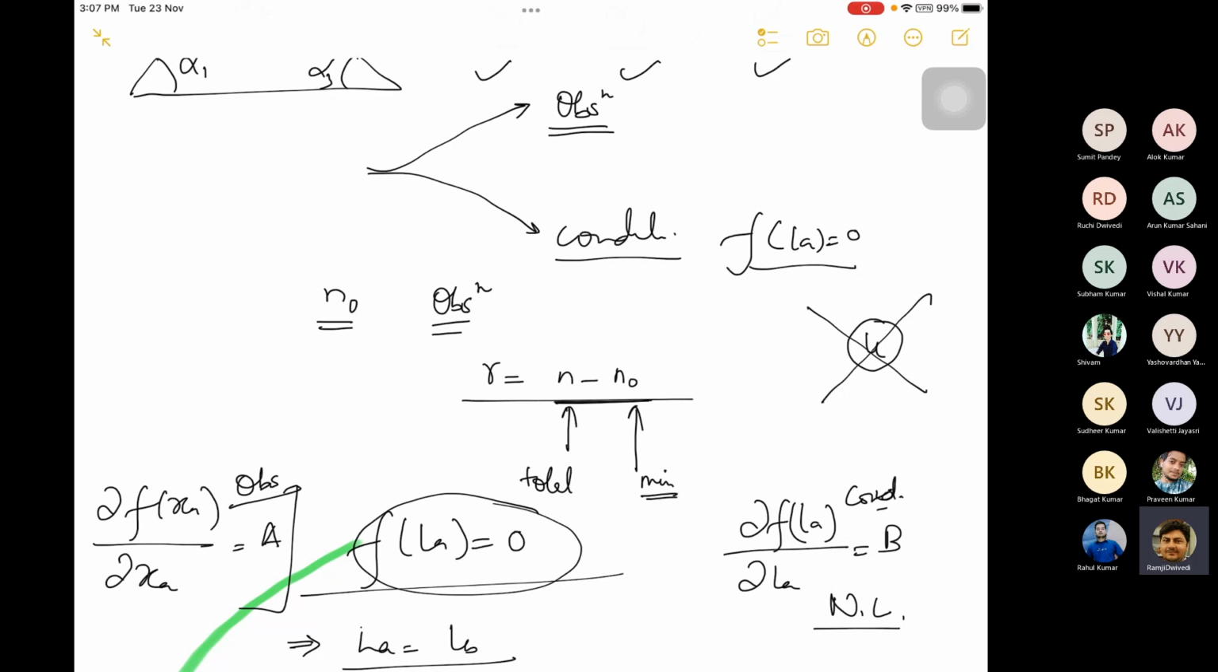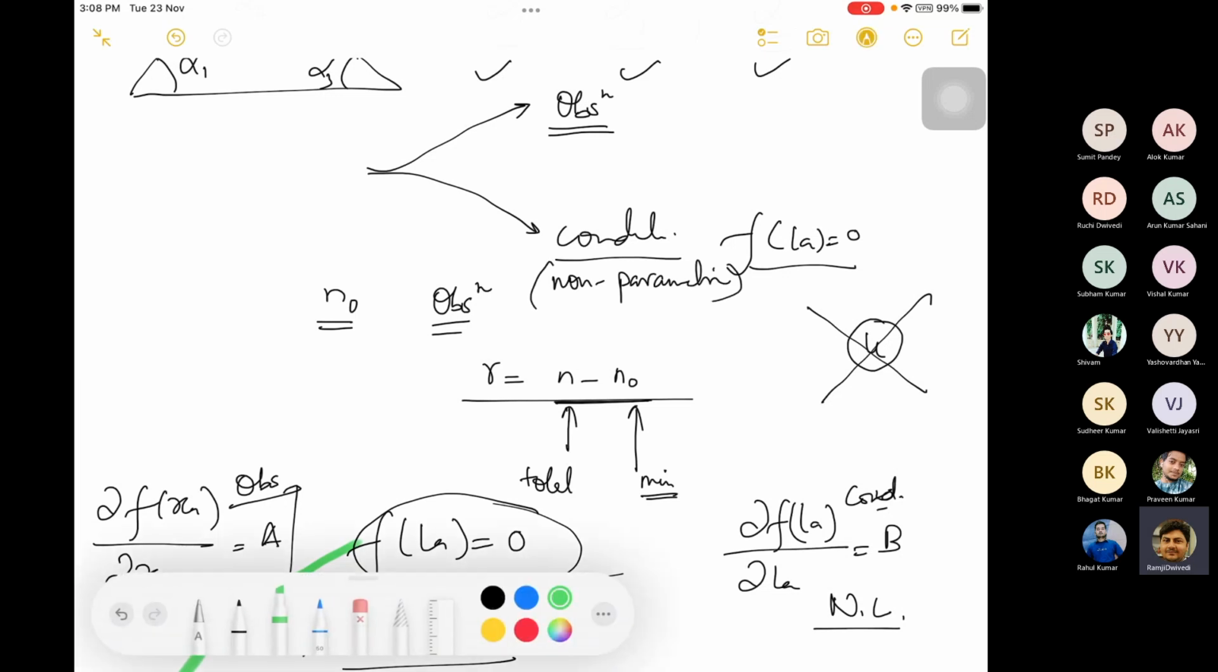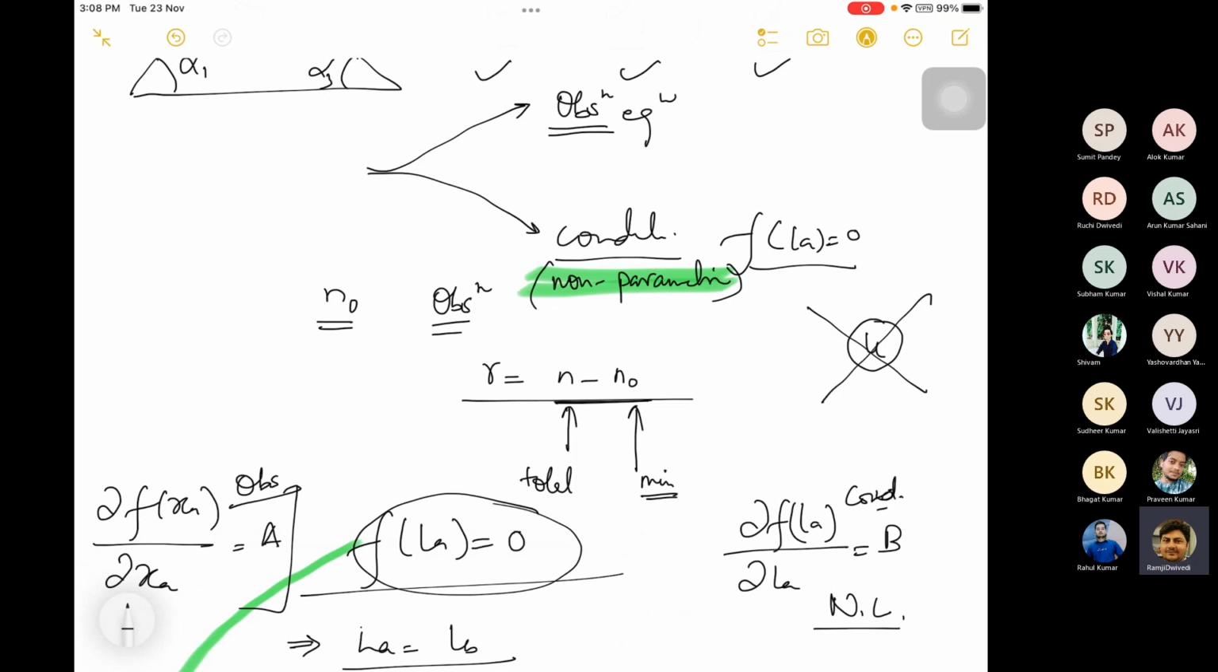So in the condition equation method, primarily we were interested in looking at the problem from a different perspective, isn't it? And we also discussed what is necessary for a particular model to get solved. The condition equation method is also known as non-parametric. Why is it non-parametric? Because there are no parameters involved. Non-parametric, that's the new word. I'm writing it here in the new sheet. And the observation equation method is parametric.